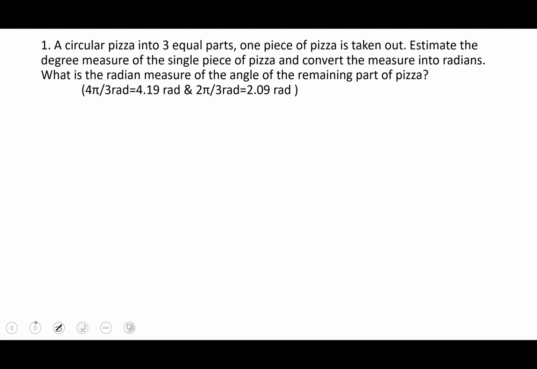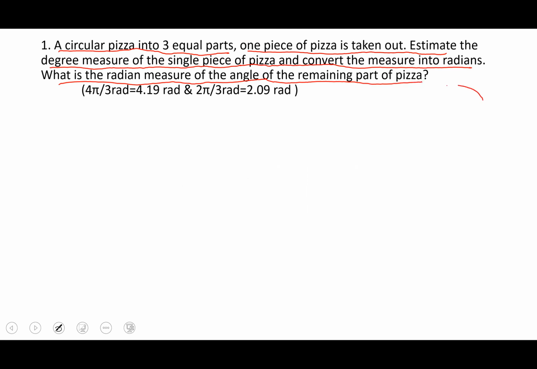Let us look at the first numerical. A circular pizza is divided into 3 equal parts. One piece of the pizza is taken out. Estimate the degree measure of the single piece of pizza and convert the measure into radian. What is the radian measure of the angle of the remaining part of the pizza?